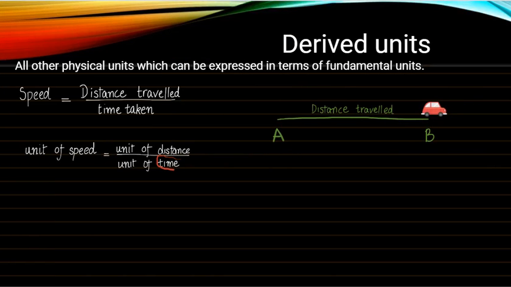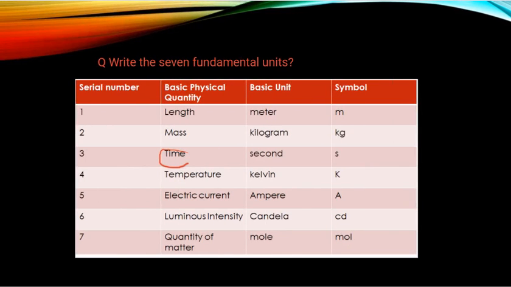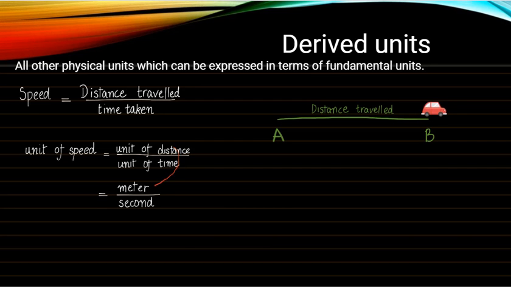Similarly, your time is also a fundamental unit. Its basic unit is second, therefore it is measured in second and its symbol is s. So the unit of distance is meter and the unit of time is second. Now if I have to write in terms of symbol, I'll write small m upon small s.